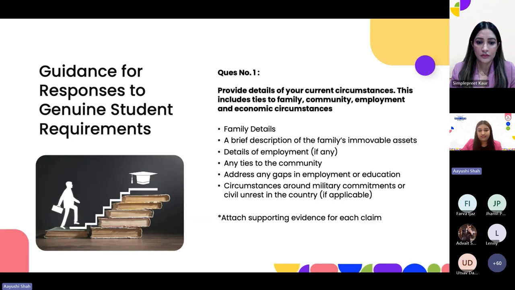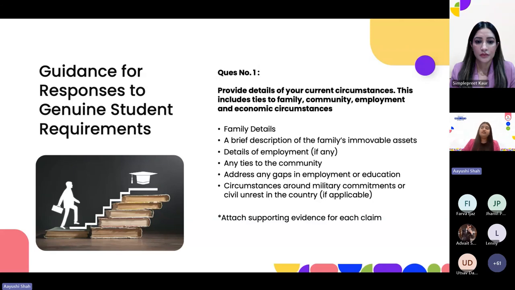Because again, with GSR, you are not confined to go back to only your home country. You have broadened your prospects here, and you can even study in Australia if it has better prospects, or any other country. You don't have to suffice here that you are going to go back. But obviously, you have to sufficiently give details on your current circumstances: your ties with your family back home, ties with your global community, your current employment if you had any, and your economic circumstances.